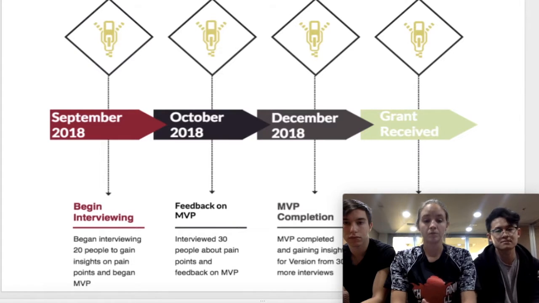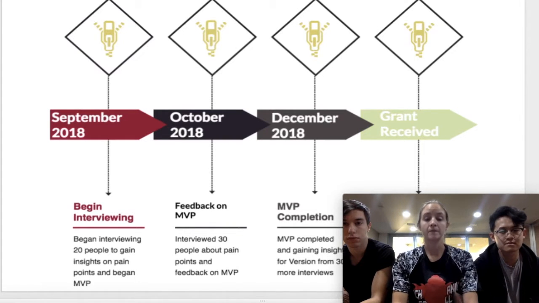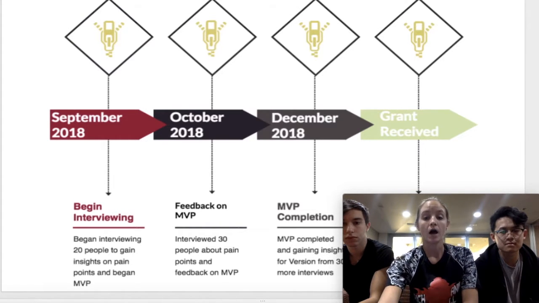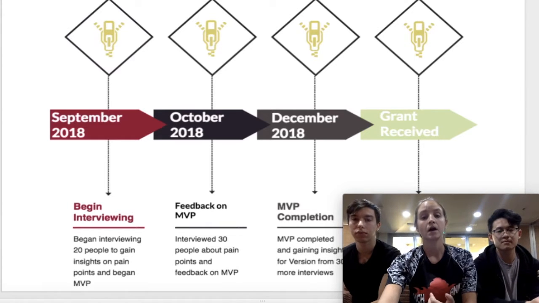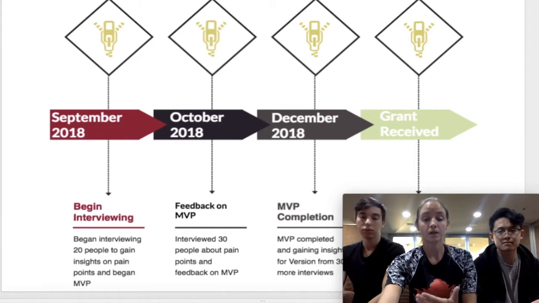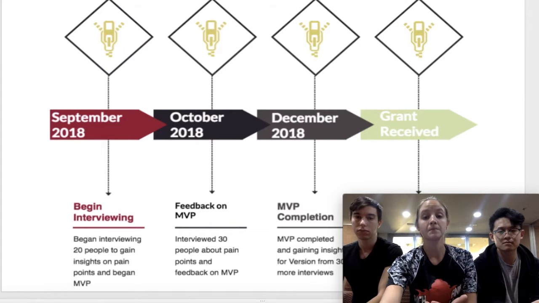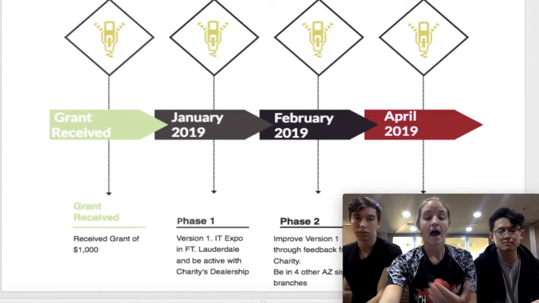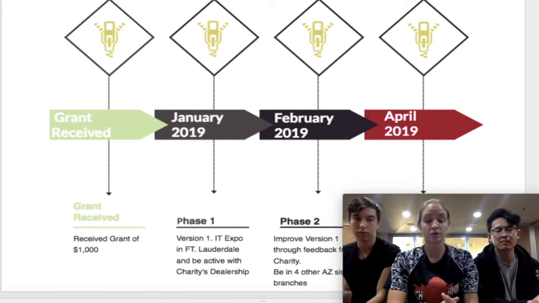So right now, in September, we started interviewing people. We began with 20 interviews just to gain insights as to pain points and problems that people experience in their day-to-day work life. In October, we continued interviewing with 30 people, and we began creating and getting feedback on our MVP. In December, we plan to have our MVP completed, and then we'll be gaining insight on that through more interviews to create version 1. And then during that time as well, we're hoping to get a grant of $1,000. After that grant is received, phase 1 starts in January.